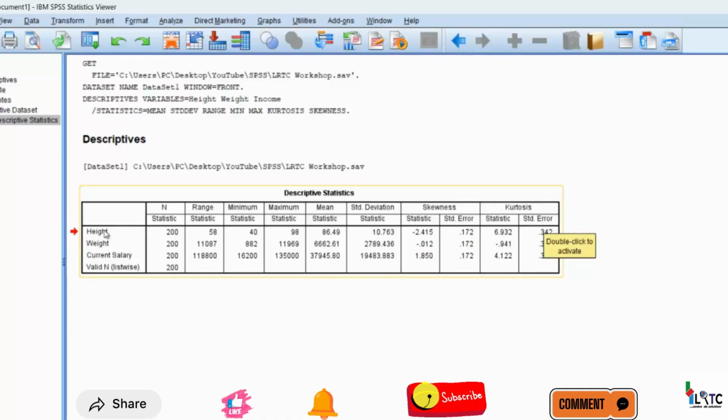Take note, we have three variables here: height, weight, and current salary. So for height, the first row here, all the values are for height, the next for weight, and the third for current salary. So that is how to run descriptive statistics in SPSS.